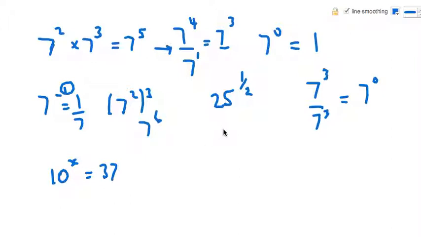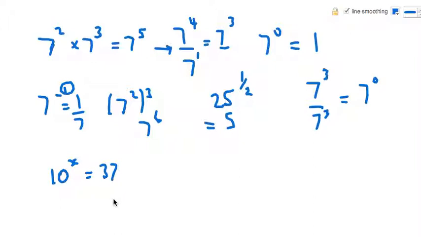And next one, 25 to the half, we have the reverse situation. So we have a fractional power, which is the reciprocal. A half is the reciprocal of 2. So 2, if that was a power, would square. So the reciprocal of that does the reverse of squaring. The reverse of squaring is square rooting. So we get square root. Square root of 25 is 5.